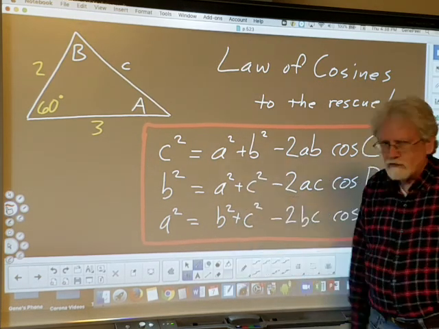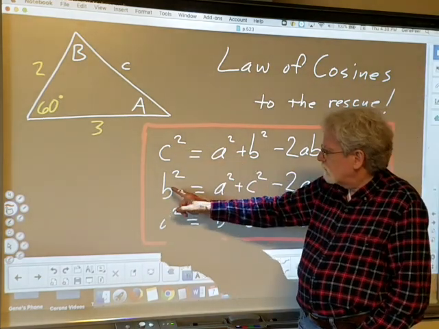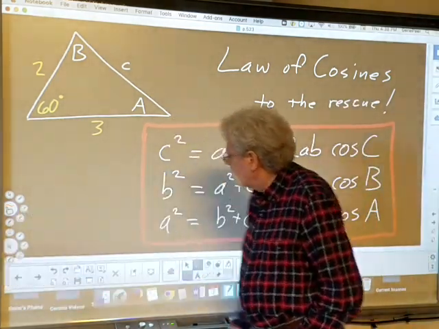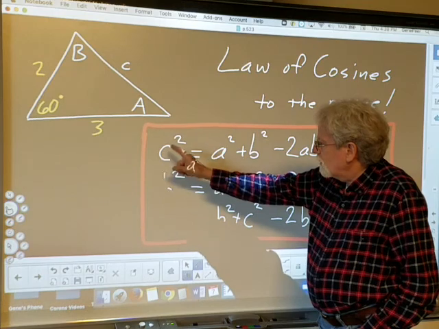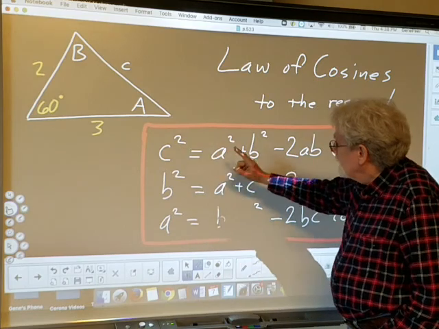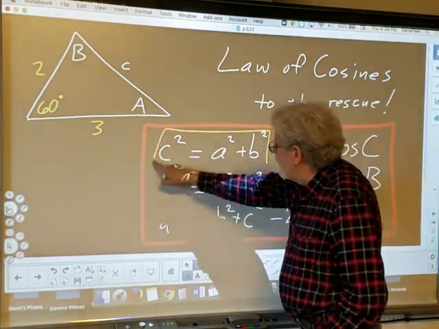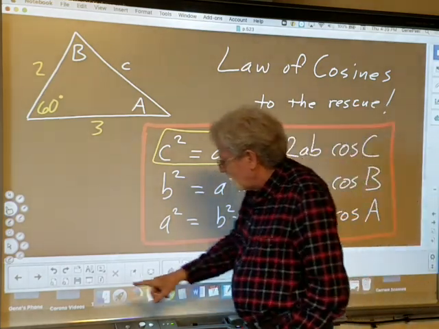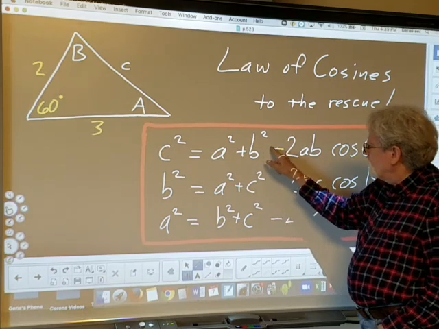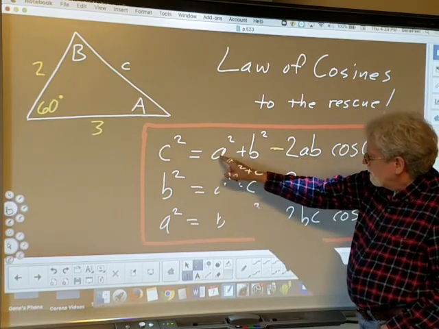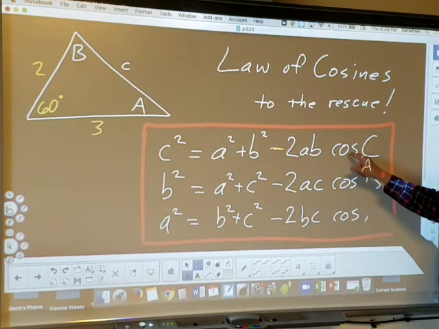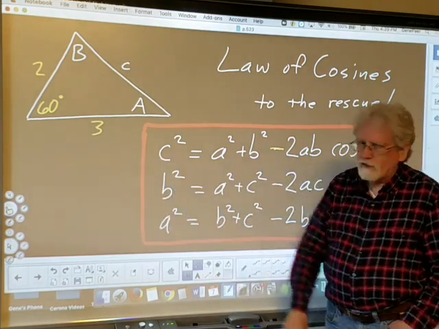It's three separate equations. An equation for finding C, one for finding B, and one for finding A. To find C, notice the pattern here. It's a really cool pattern. To find C, we get C squared, which means in the end we have to take the square root. C squared is A squared plus B squared. Doesn't that sound an awful lot like the Pythagorean theorem so far? Yes, but it's not the Pythagorean theorem. So C squared is A squared plus B squared. You can remember that. Then we subtract 2 times this guy times this guy. 2 times AB. Then we multiply that by the cosine of the angle associated with side C.